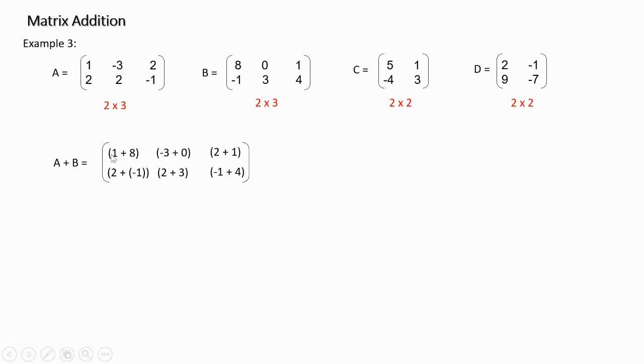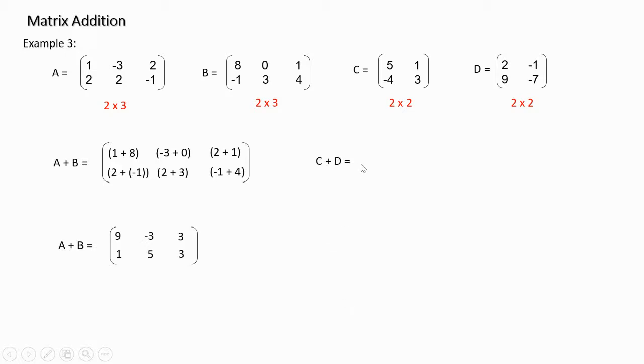Now, this step, you can actually skip if you want, but I'm just showing you so you can see what actually takes place. I can go like this. A plus B will be the same thing as 1 plus 8 is 9. Negative 3 plus 0 is negative 3. 2 plus 1 is 3. And 2 plus negative 1 is 1. 2 plus 3 is 5. And negative 1 plus 4 is 3. So that's the sum of matrix A plus B.